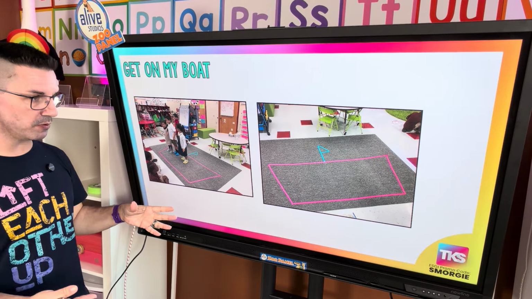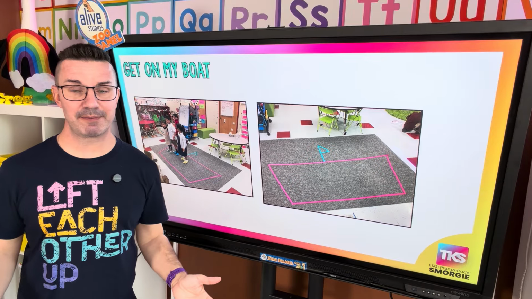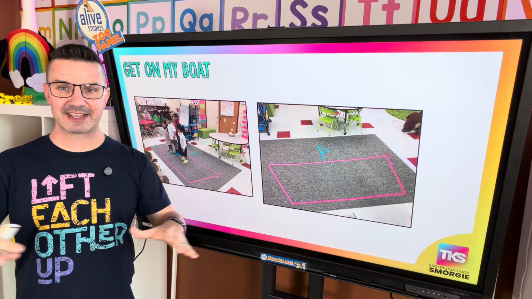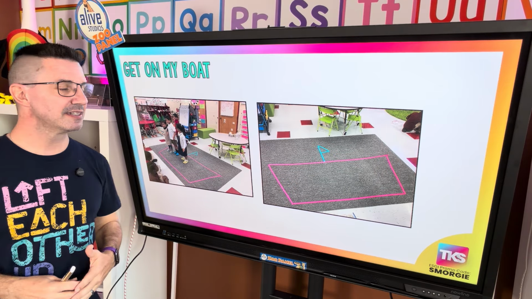So you make a boat, it can be tape. You can buy, someone gifted me a boat rug. Literally, it's a rug. Sorry, not a rug, a blanket. It's like a boat blanket that we use. Just make a boat. All right.